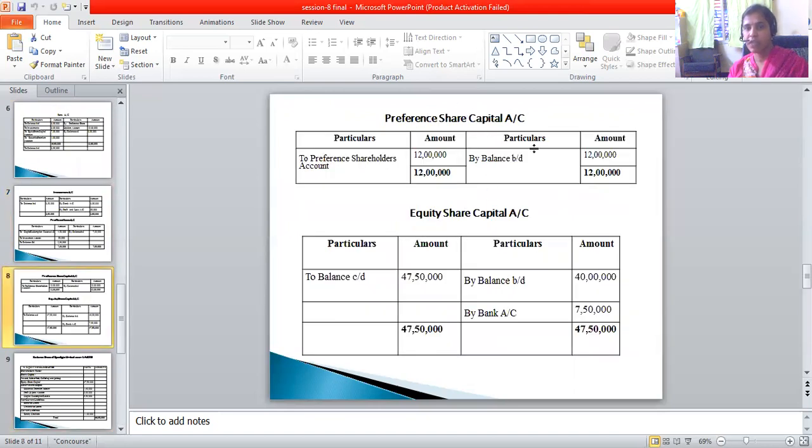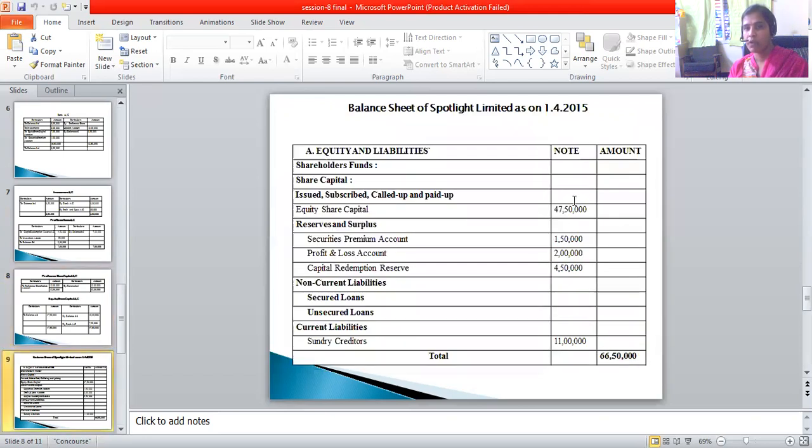So coming down to the preference share capital, so by balance brought down, it will have a credit balance since they are the creditors. To preference shareholders account 12 lakhs. Equity share capital. So already the organization had 40 lakhs. 7,50,000 is the nominal value, face value of the equity shares by fresh issue of equity shares. Is it not? So if you add up these two, 47,50,000 is the balance which we'll have to carry for the liability side of the balance sheet. So if you look into the share capital account, equity share capital is 47,50,000. Share premium account is left with 1,50,000. Profit and loss account 2 lakhs.